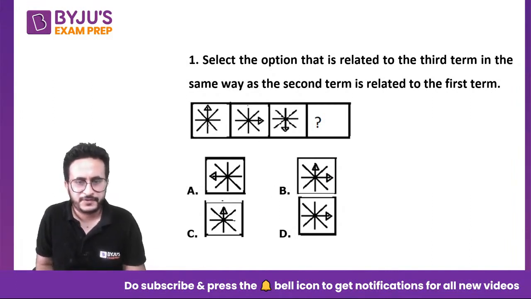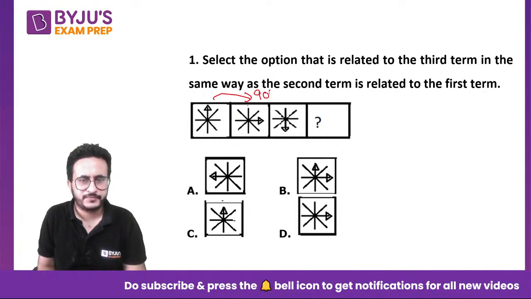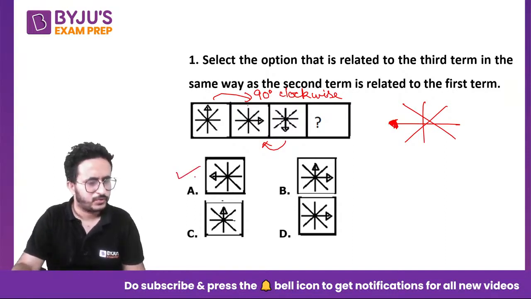If you see the first image and the second image, it is a 90-degree rotation, right? 90-degree clockwise. So this image should also go 90-degree in the clockwise direction. If it goes 90-degree clockwise, these 8 things will remain the same. This will go to the left side, or you can say the west direction. So this will be your answer. Okay, quite simple.